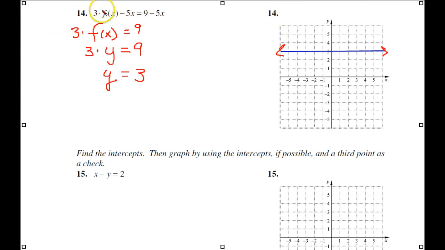Number 14 is a little bit tricky. Notice we have the 3 times this function. Remember, we can put the function symbol as a y, and then we will add 5x to both sides. The x's cancel out, so we end up with this. And now we have to divide both sides by 3. We get y equals 3. Again, that's formula 5. That's a horizontal line going through 3. And remember, the slope of that is 0.